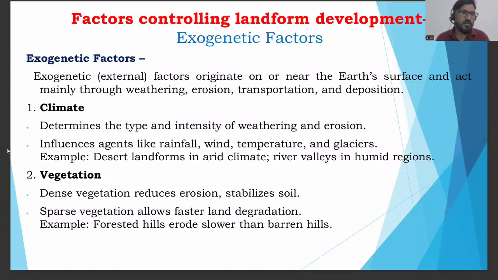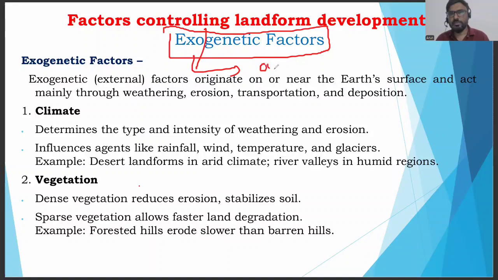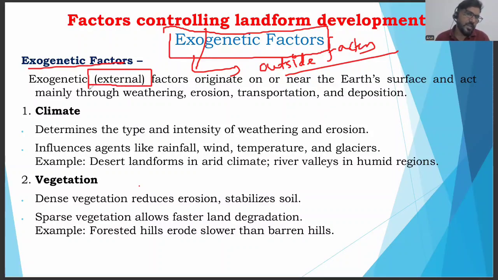Okay, in the first part we have discussed the endogenetic factors, the factors which are generating within the earth and controlling the landform, shaping or modifying the landforms. The second category of factors are the exogenetic factors. Exo means outside factors. So these are the outside factors. The literal meaning of exogenetic is external factors.